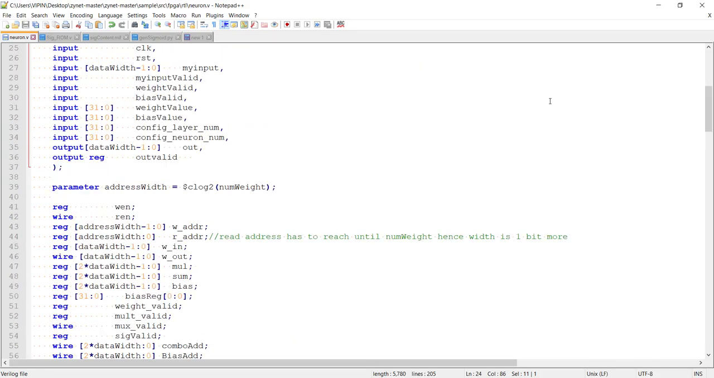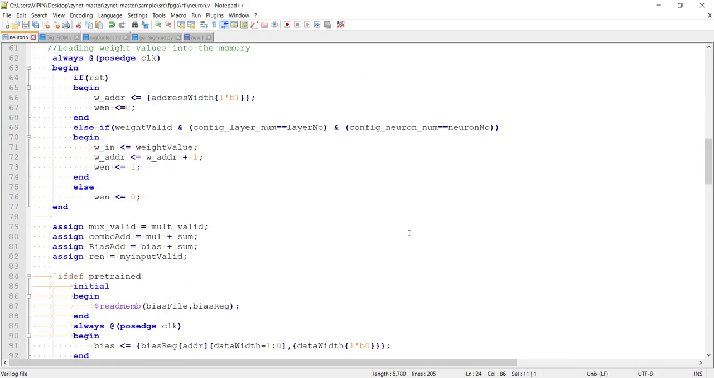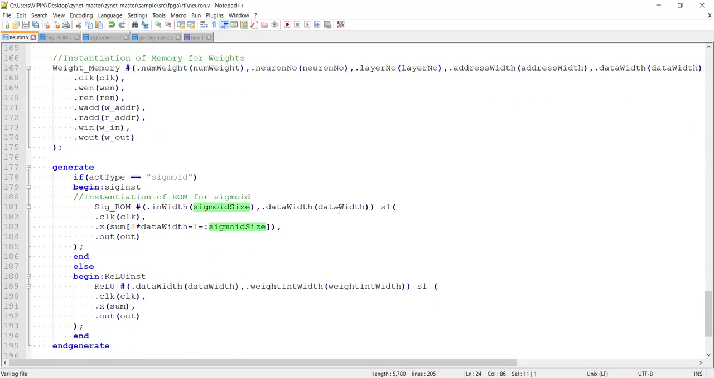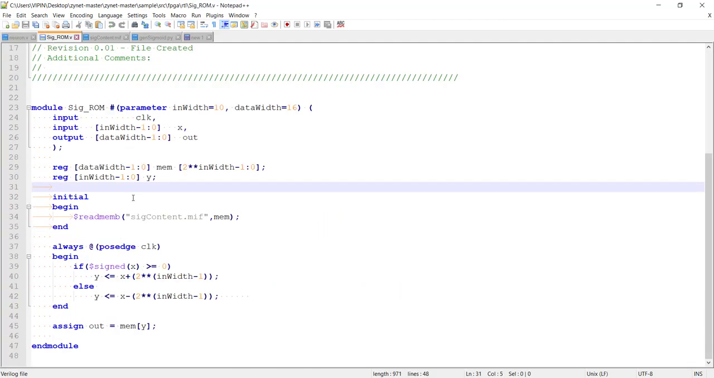So this value we have defined, and we are taking only those many bits from the sum value and feeding them to the so-called sigmoid ROM, sigrom. This is the module. So here you can see 2 times data width minus 1 minus sigmoid size. That means take the upper sigmoid size number of bits from sum, and give it to this module. And this is the guy who is going to give the output. So let's look at that module.